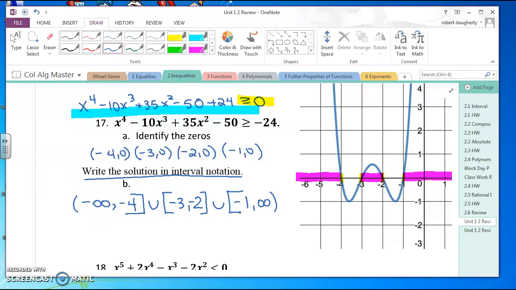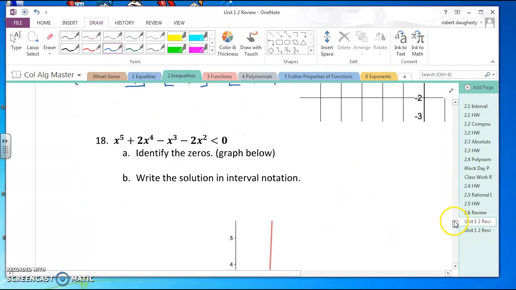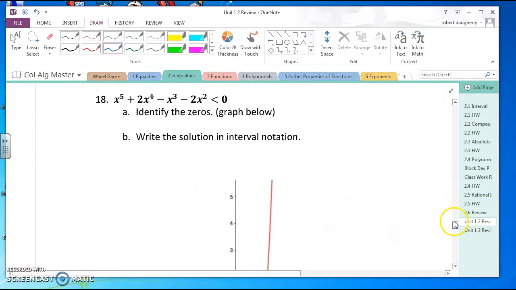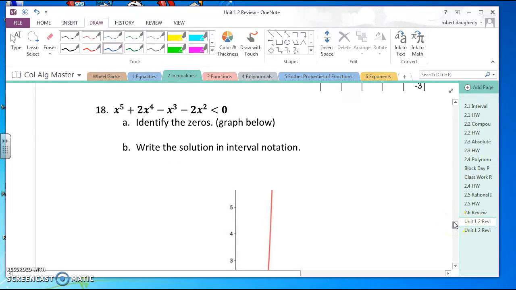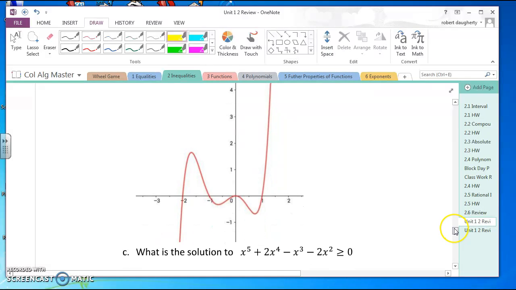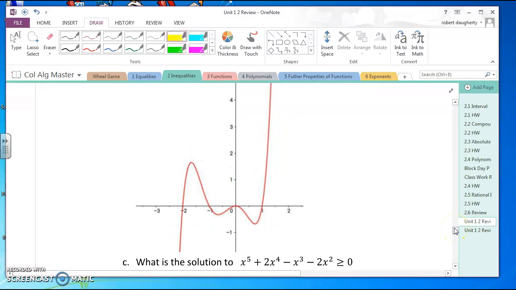And then look at number 18. We have a graph that is below. I'm looking for where is x plus 5, 2x fourth minus x cubed minus 2x squared less than 0. First of all, find the zeros and then write the solution. So less than 0, I'm going to be looking below the axis. So if I identify the zeros, I'm going to write the zeros right here next to the graph. So the zeros are, you can see them, I see 1, 2, 3, 4.